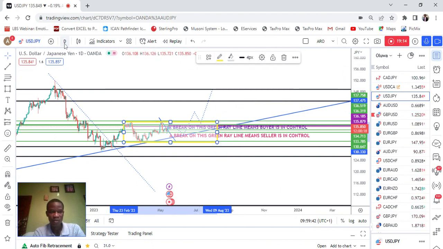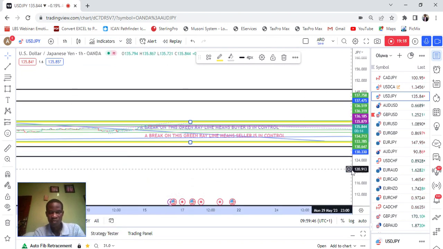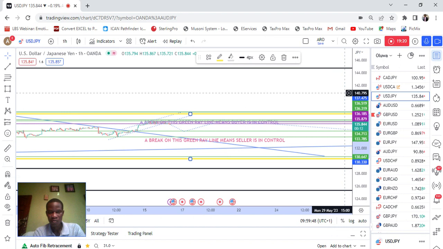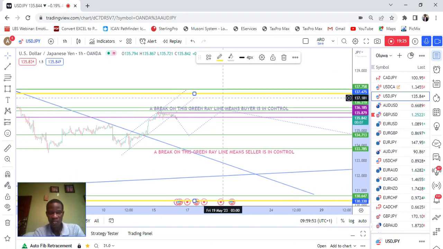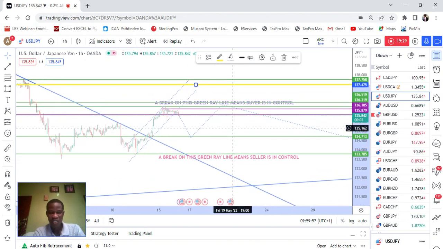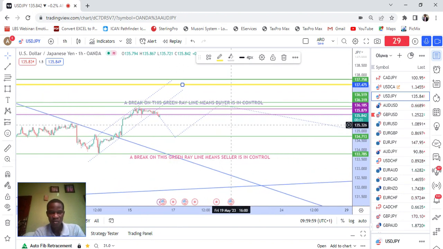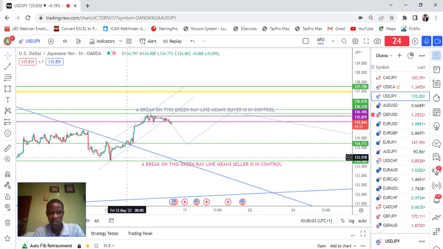Let's go back to another time frame. The market has been moving inside that yellow box. You can see it moving inside the box.